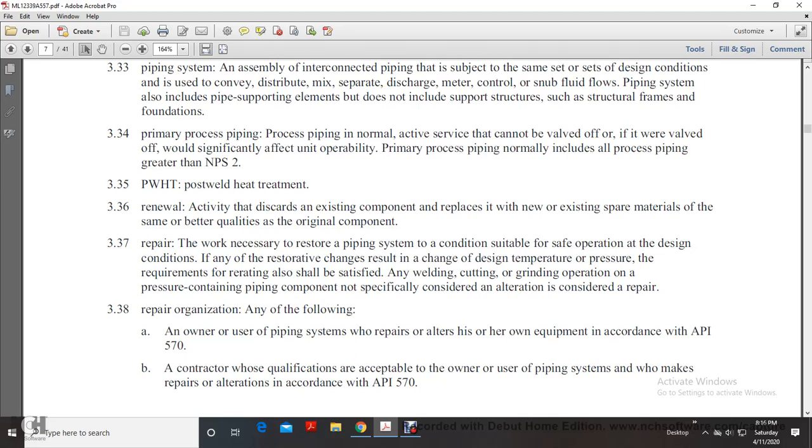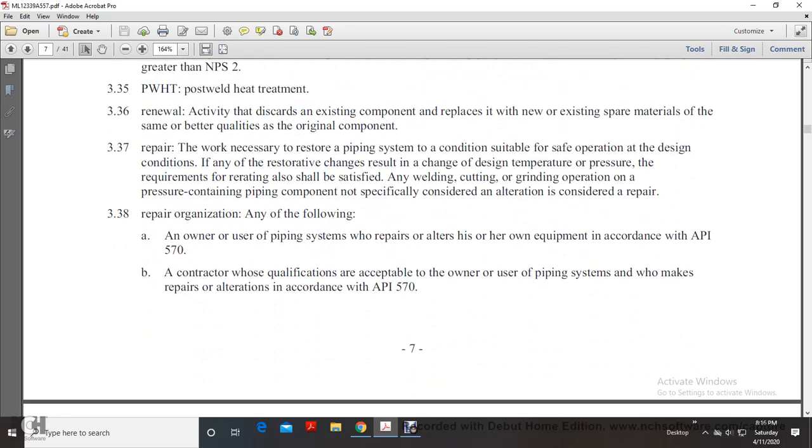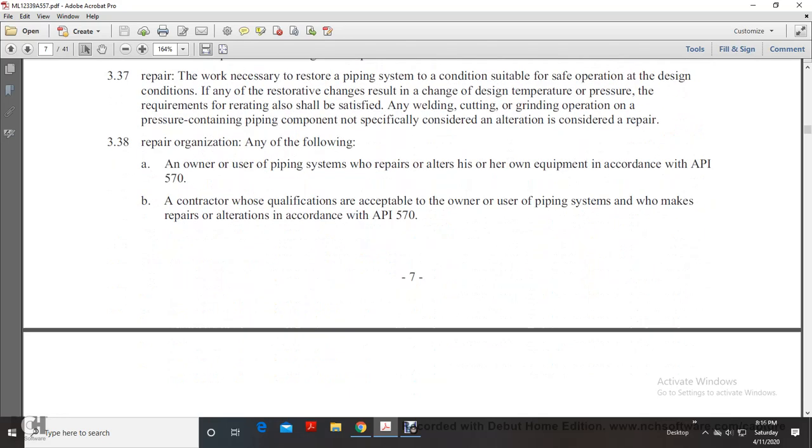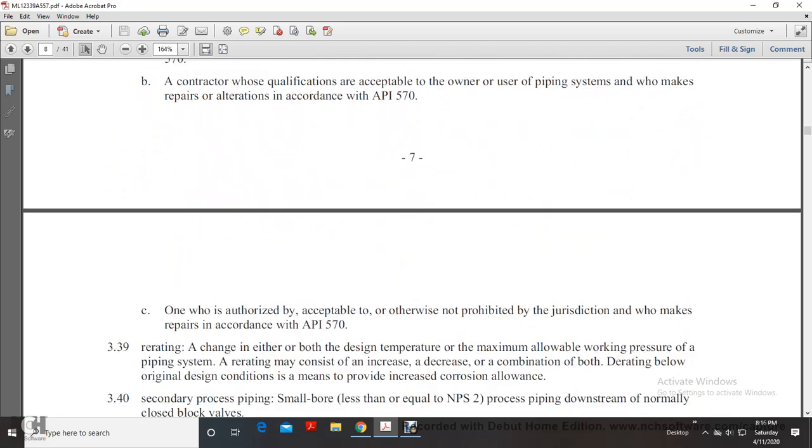Repair organization is one of the following: an owner-user of piping systems who repairs or alters their own equipment in accordance with API 570; or a contractor whose qualifications are acceptable to the owner-user of piping systems who makes repairs or alterations in accordance with API 570.